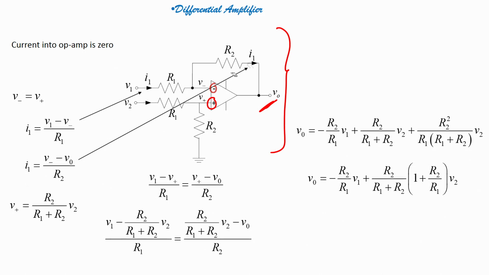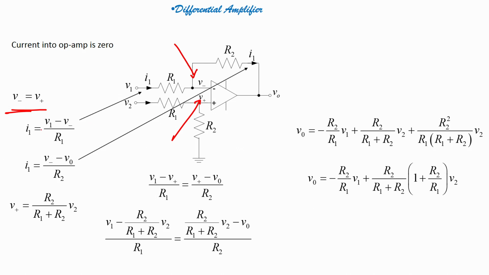So, you see these points, one is V minus, another one is V plus. Now, what can I see? V minus equals V plus. How? Because current into the op amp is 0, or because of the virtual ground concept, right. V1 equal to V2, or V minus equals V plus.